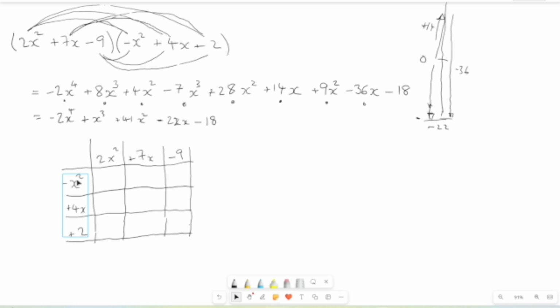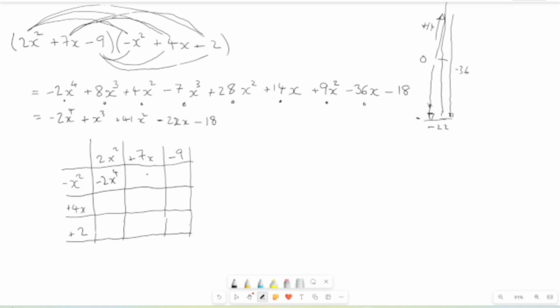And here, this minus x squared has come from that minus. That is a negative x squared. I've got to write the minus in. Otherwise, I'll be multiplying everything by a positive x squared, and that will give me a different answer, obviously. So 3 elements in the first bracket, 3 elements in the second bracket. That gives me 9 cells to fill in. So all we've got to do is go across and fill in the 9 cells. First one, 2x squared times minus x squared gives me minus 2x to the 4.